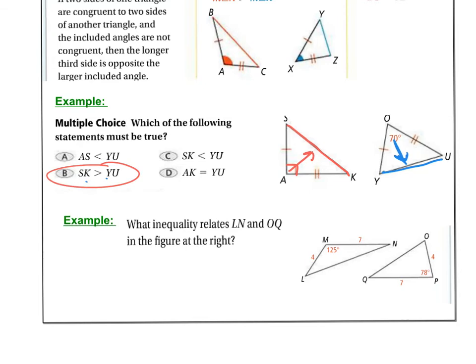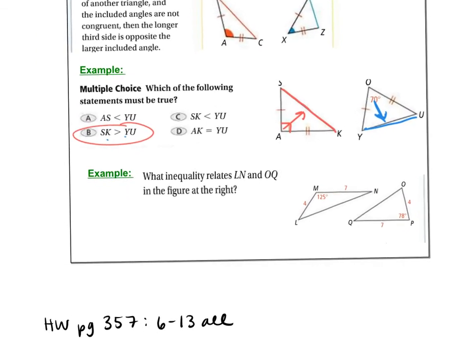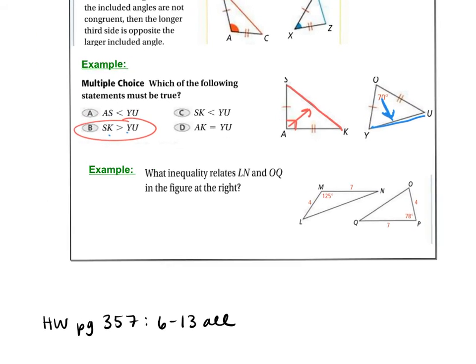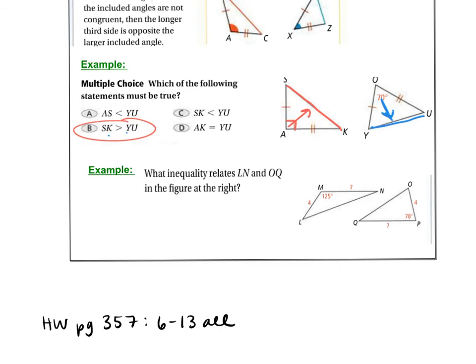Okay, so try this next one on your own, and this is the last thing we're going to do in Chapter 5. What inequality relates LN and OQ in the figure at the right? So take a look at that, press pause, see if you can figure that out, and then check back for the solution.